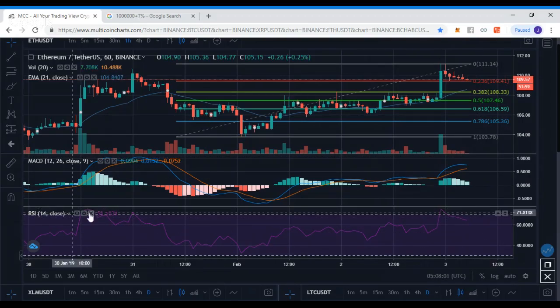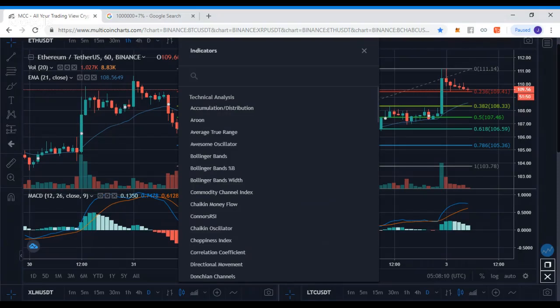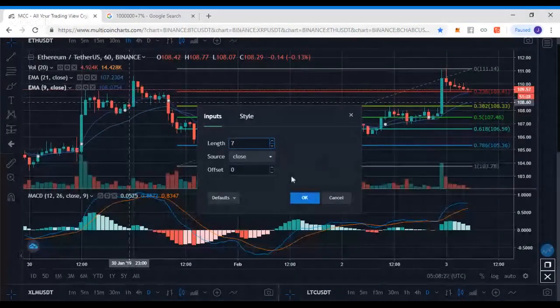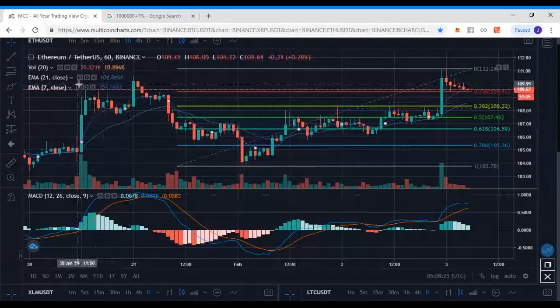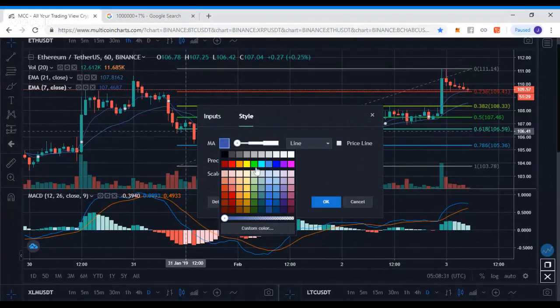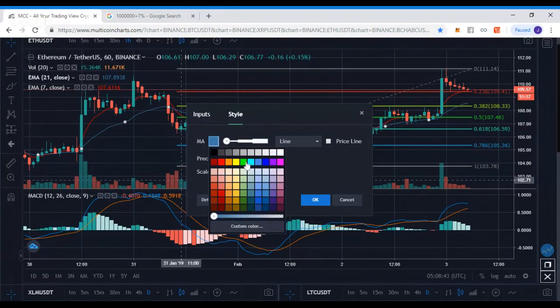So what I'm going to do is get rid of the RSI, keep the MACD, and put another moving average up here. It will be a 7-day moving average. Right now it's on the 9, so switch that to a 7. There we go. In fact, let me color code this also. Our 7-day moving average will be our red line, and the 21-day moving average will be our green line.